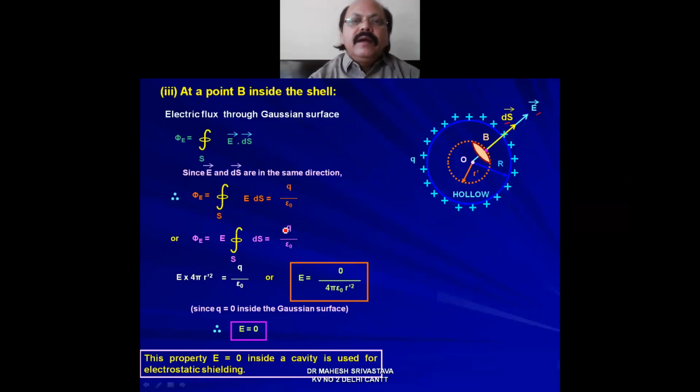Then phi is equal to E, you take outside the closed integral, inside is ds, equal to q upon epsilon naught according to Gauss's theorem. So area of Gaussian surface is 4 pi r dash square. So flux is E into 4 pi r dash square, equal to q upon epsilon naught.